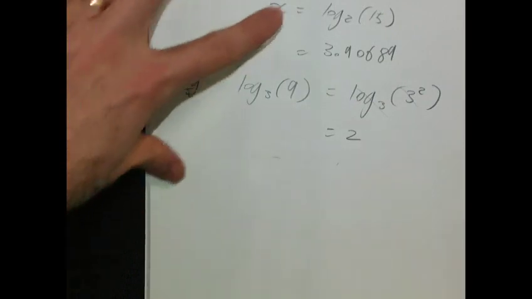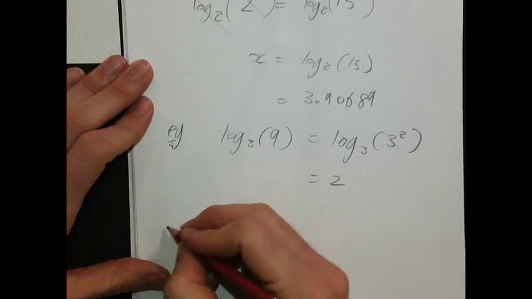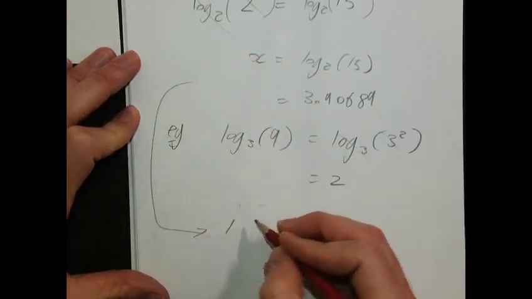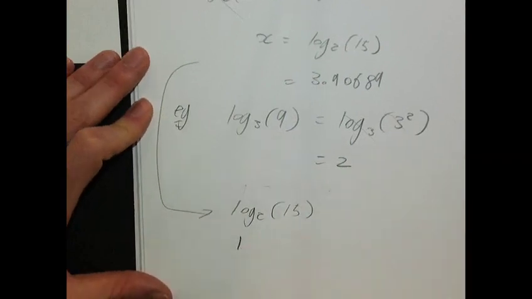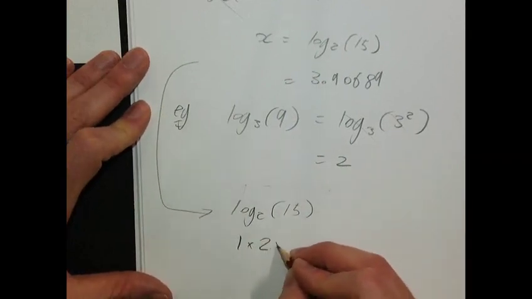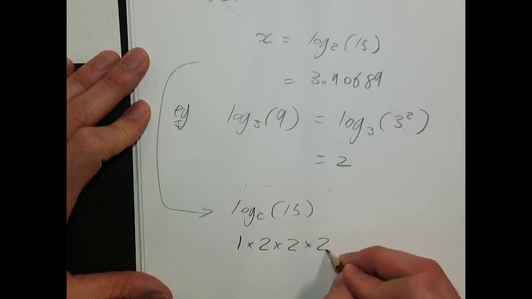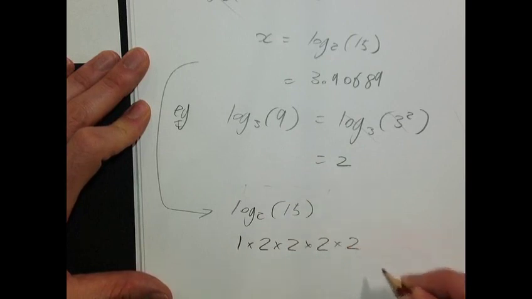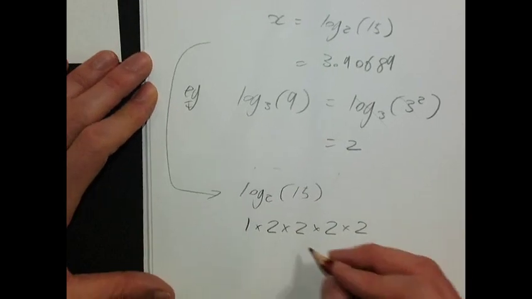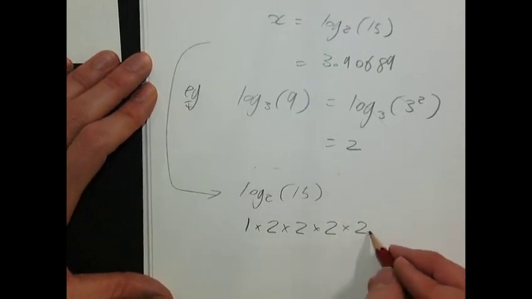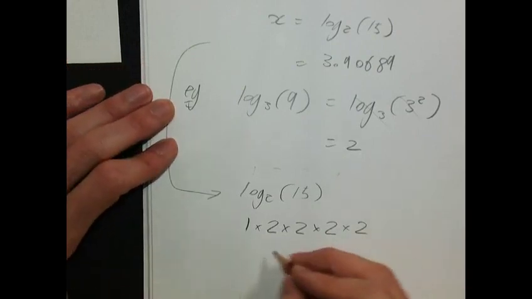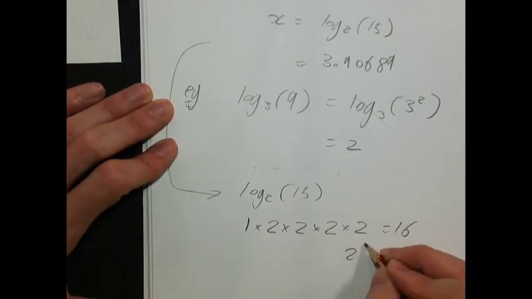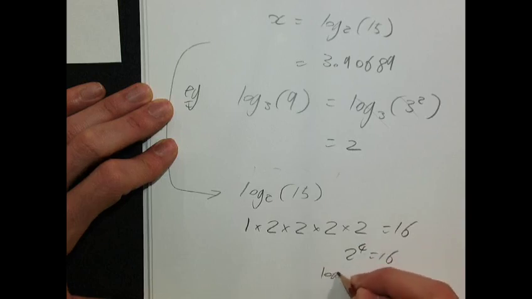So if you look at this one back here, if I did log 2 of 15, let's see, we start at 1 and we times 2 and that gives me 2, and we times 2 and that gives me 4, and we times 2 and that gives me 8, and we times 2 and that gives me 16. So I know that to get to 16, I need 4 2s multiplied together. So this is telling me 2 to the 4 is 16, so log 2 of 16 is 4.